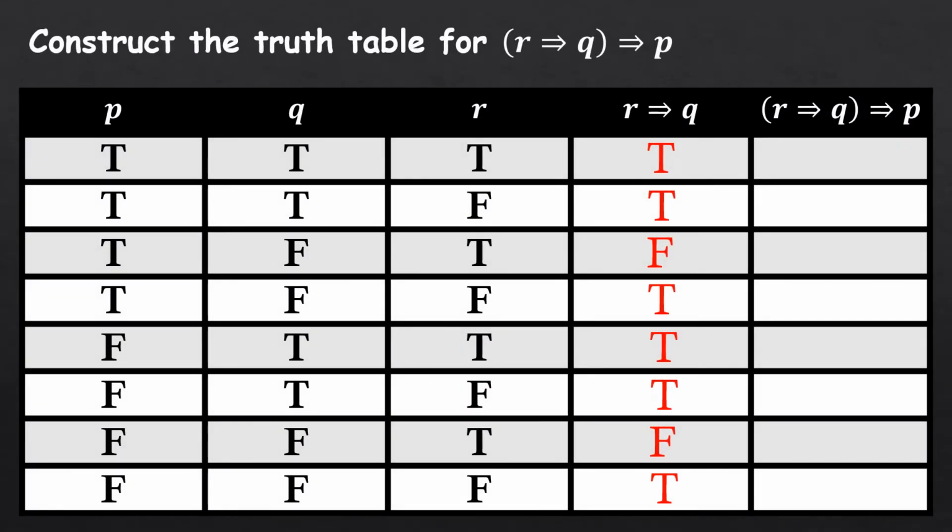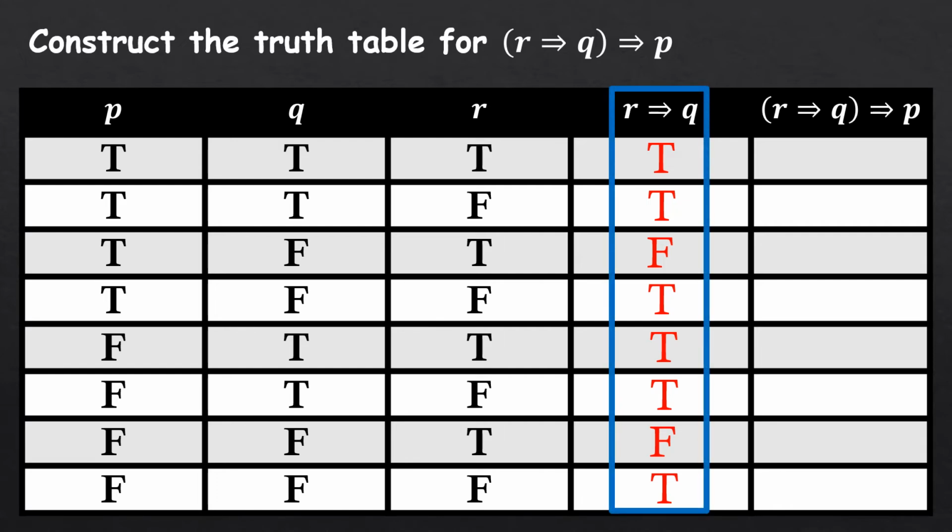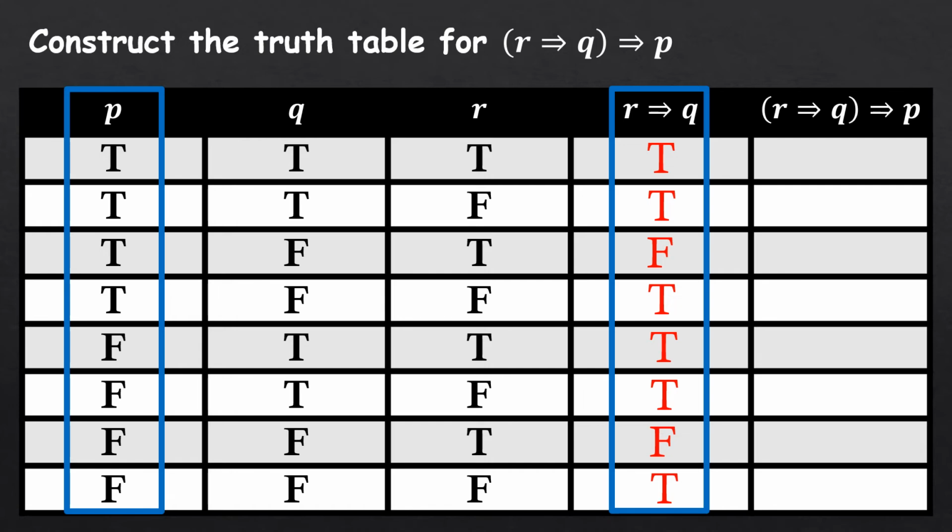Now that we have the truth values for the term inside the parentheses, we can now proceed with the term outside the parentheses, and that is the whole logical statement. So we will just apply the same rule since same lang yung logical operator na ginamit, which is yung implies or yung conditional statement. So for this one, we will focus on the column for R implies Q and the column for P.